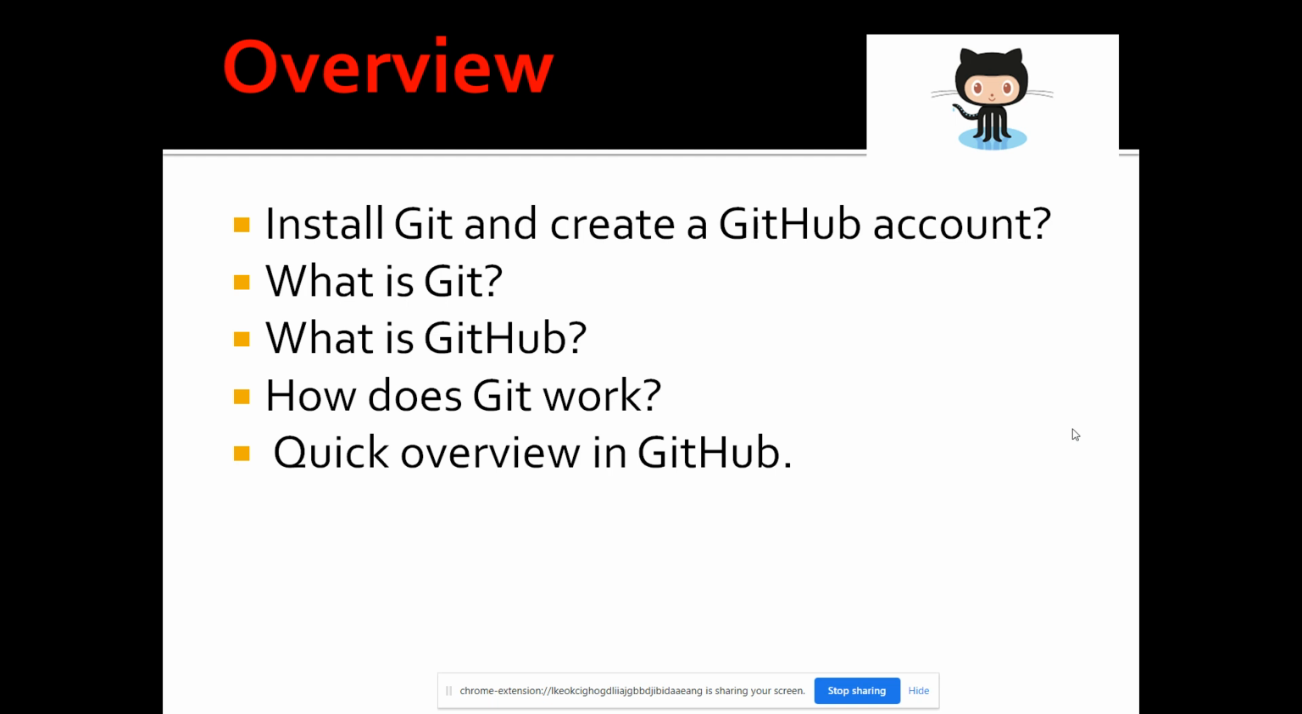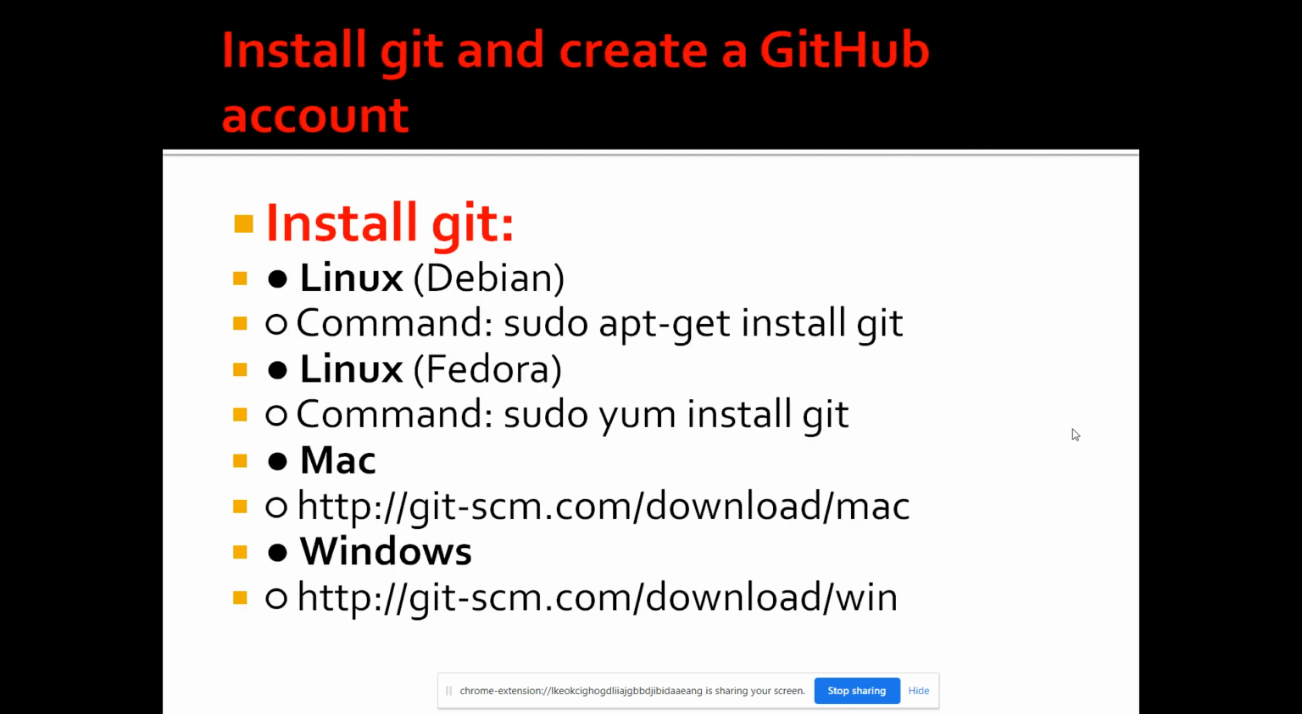In this slide I'm going to show how to install Git locally and how to execute the Git commands. If you are using Linux Debian, you can use this command, sudo apt-get install git. If you're using Linux Fedora, we use sudo dnf install git. If you are using Mac, use this command.